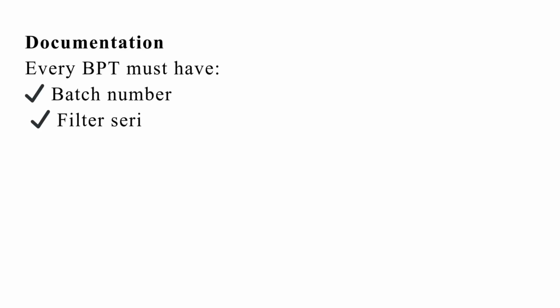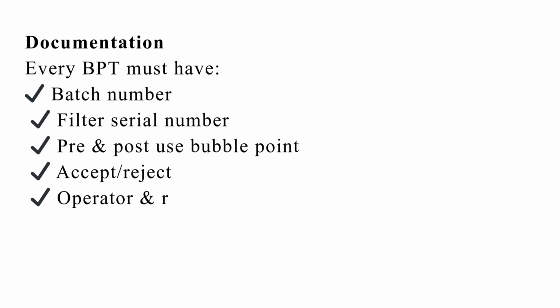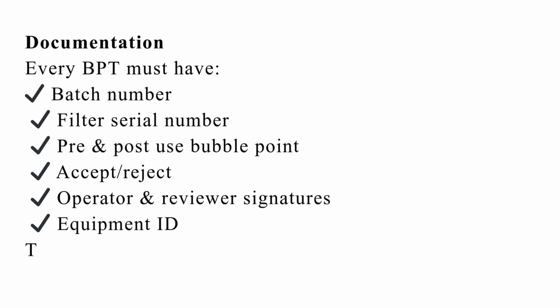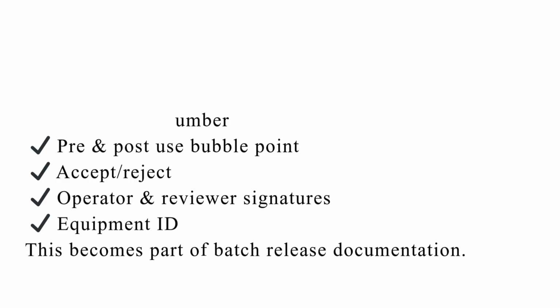Documentation. Every BPT must have batch number, filter serial number, pre-post-use bubble point, accept/reject, operator and reviewer signatures, and equipment ID. This becomes part of batch release documentation.